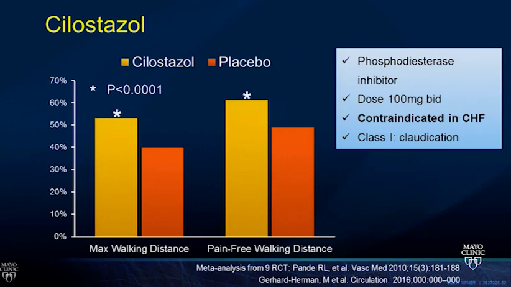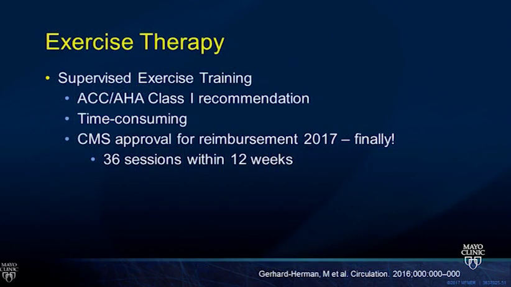It's a class 1 indication for symptomatic PAD with claudication. You can see here in yellow, the cilostazol had improvement in maximum walking distance and then also the pain-free walking distance. And then exercise therapy. This was really exciting because this is new: CMS has approved reimbursement for supervised exercise for PAD patients. So they can have 36 sessions within 12 weeks, and folks have fought long and hard to be able to get this covered.